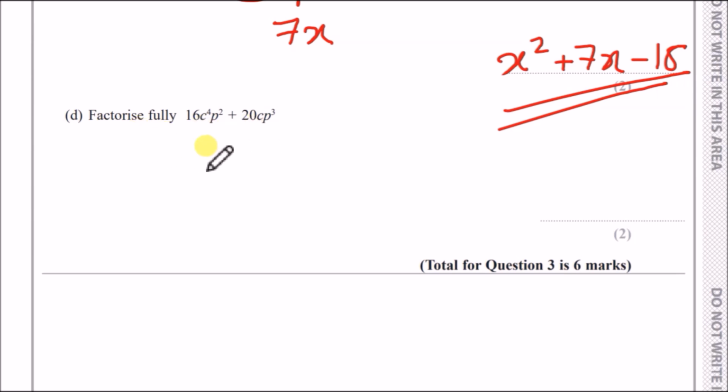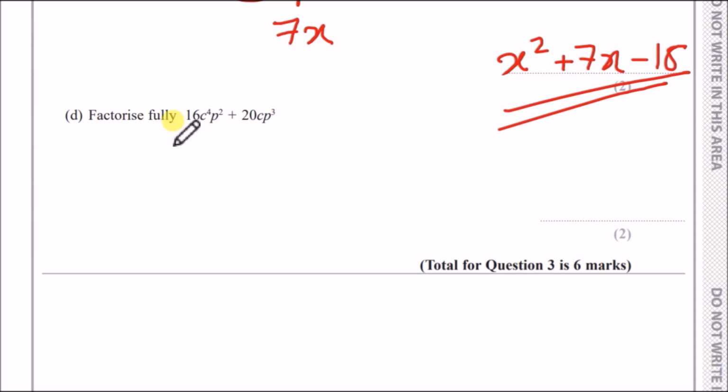Okay, so to factorize something, you just got to look at both of these terms here. So the first part and the second part, and then just ask yourself, what do each of these things look like? How many P's are there? How many C's are there? And what times table is 16 and 20 in? Well, let's do it step at a time.